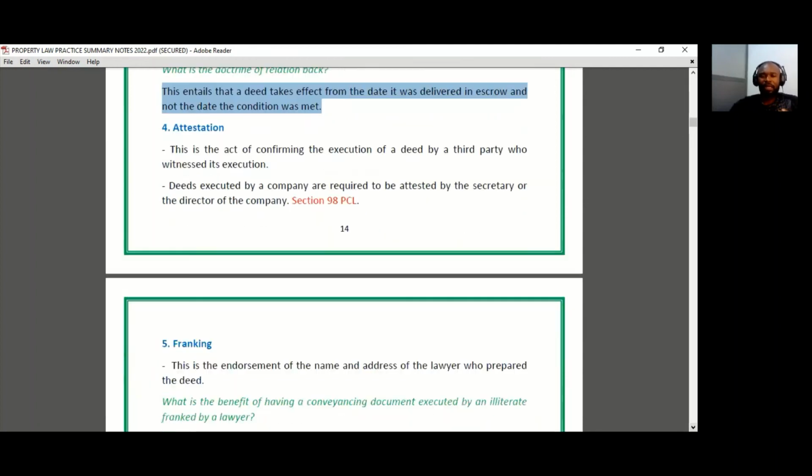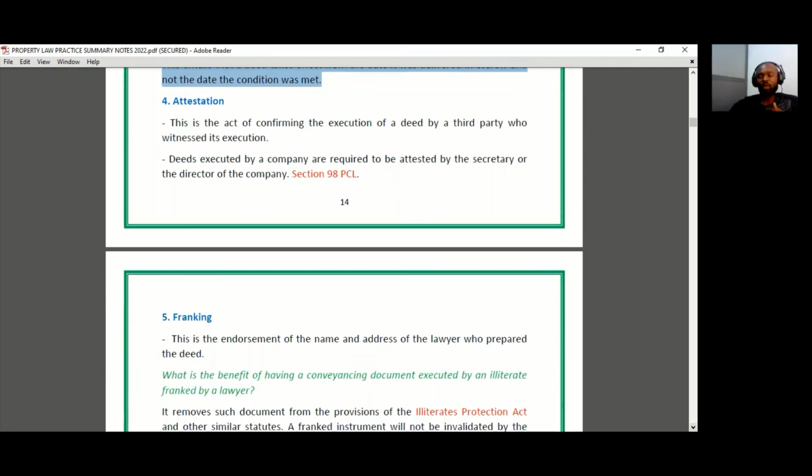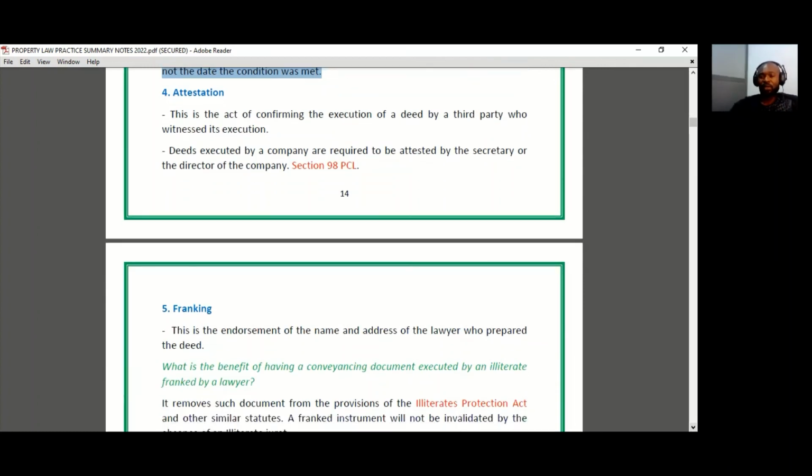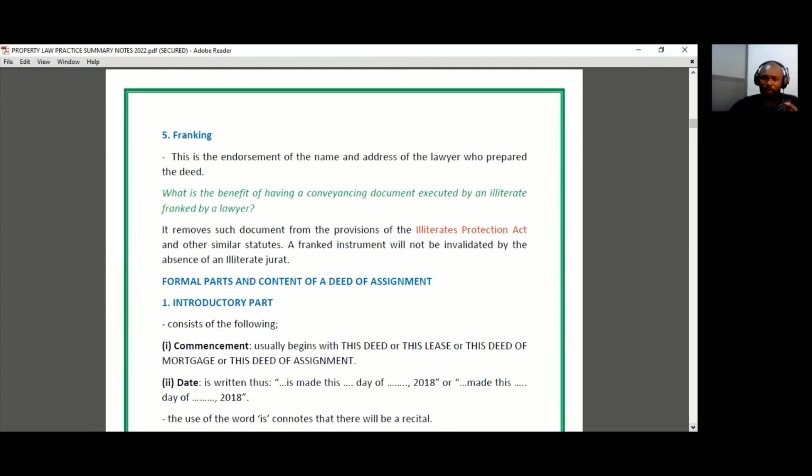And then a deed must also be duly attested to. By attestation, we mean that there must be witnesses to witness the execution of the deed. For corporate bodies, for companies, the witnesses would usually be two directors from the company or a director and secretary of the company. And finally, the last feature of the deed is franking. Franking is basically where you have the lawyer who drafted that deed provide his particulars, his name, his address, the name of his firm, usually at the bottom of that deed.